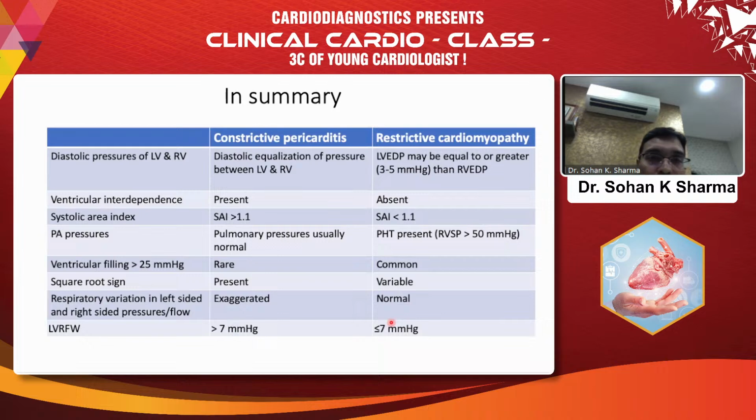These are the pressure tracings we have just discussed. Diastolic pressure and LV and RV equalization. Ventricular interdependence is present in CCP, not in RCMP. Systolic area index is more than 1.1 in CCP, less than 1.1 in RCMP. PA pressures are usually normal in CCP, but usually high in RCMP. Ventricular filling pressure more than 25 is rare in CCP, common in RCMP. Square root sign is generally present in CCP, but variably present in RCMP. Respiratory variation in left-sided and right-sided pressure and flow is exaggerated in CCP, normal in RCMP. And LV rapid filling wave is more than 7 in CCP, less than 7 in RCMP.